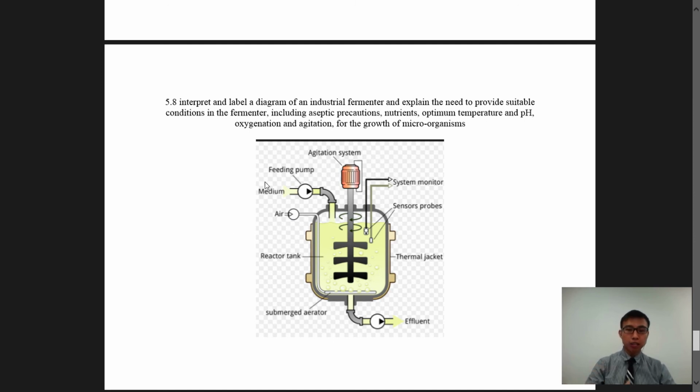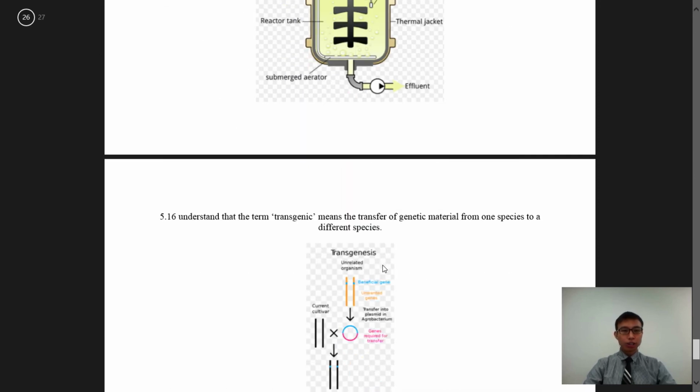You have a feeding pump to put in the medium, and then the air, because sometimes if you want aerobic respiration, then you put more air inside. If you want anaerobic, then you just close the air valve right there, and then you can get your products. So you have to know the function of each component, and the function of the fermenter overall. We're near the end.